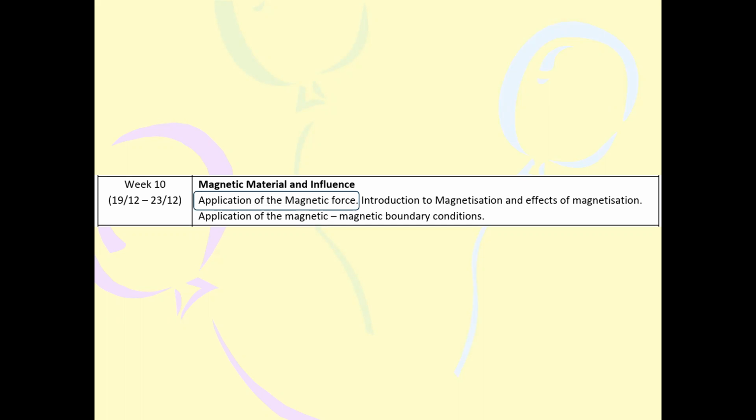So these will be the topics we're going to cover. The first part of this chapter will be on the topic of magnetic force. This will be the main topic for this slide. It will be followed by magnetization and the effects of magnetization. So this will be on magnetic material topics, followed by boundary conditions between magnetic materials. So basically there will be three main topics in this chapter on materials and influence that will be covered in this week number 10.